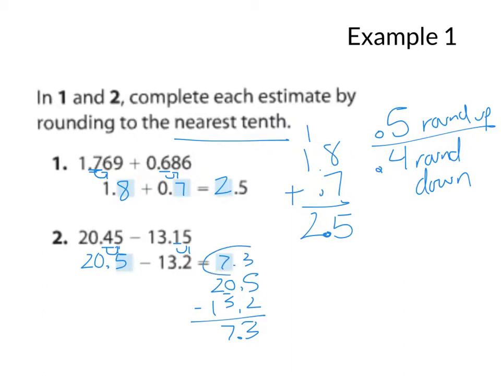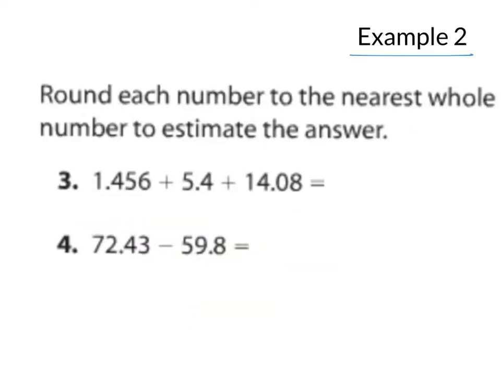I know that 7.3 isn't the actual answer of this subtraction problem because we are estimating, but I know that it's about the right answer. It's close. Pause the video right now if you need to. Moving on in 3, 2, 1. Here's example 2. You are going to round each number to the nearest whole number to estimate the answer. Please unpause the video when you're ready. I'm going to show you the answers in 3, 2, 1.